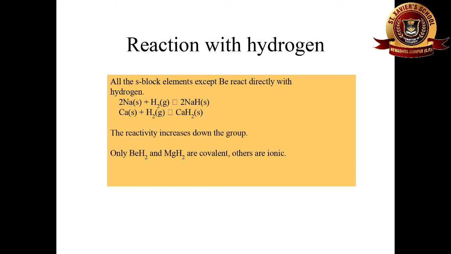Now, reaction with hydrogen. As all of you know, metal reacts with hydrogen to produce metal hydride, and all the s-block elements except beryllium react directly with hydrogen and produce hydrides. The reactivity increases down the group due to the increasing metallic character of the element.